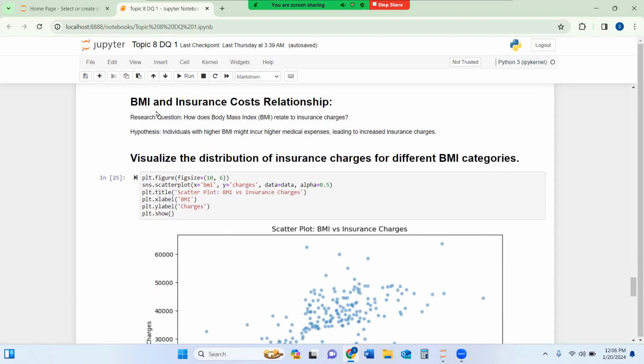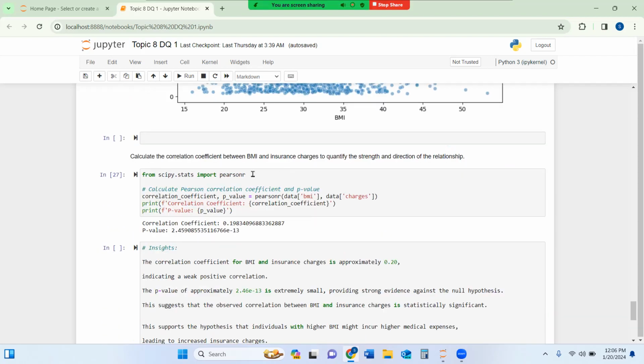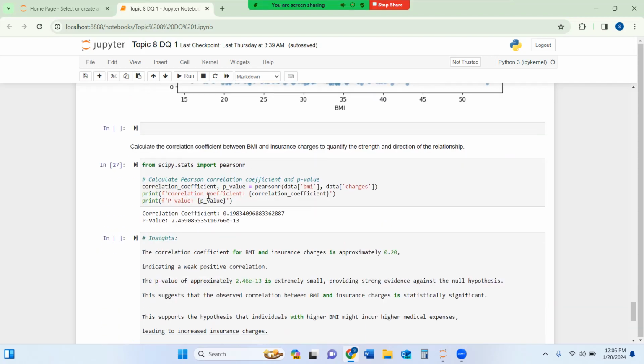Another research question that I looked at is the BMI and insurance cost relationship. And the hypothesis is individuals with higher BMI might incur higher medical expenses, leading to increased insurance charges. And this is a scatter plot that I show here. And here I did the Pearson correlation.